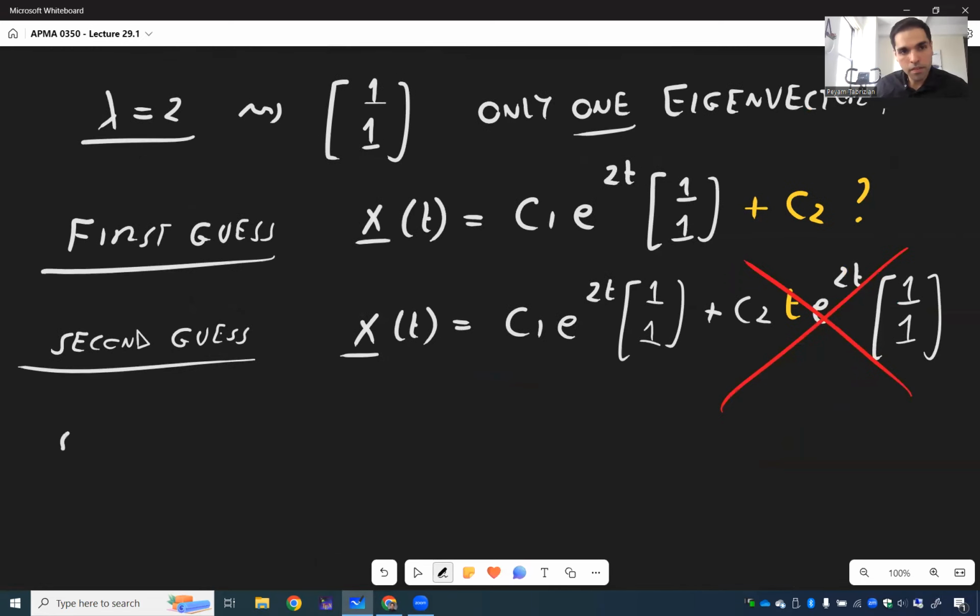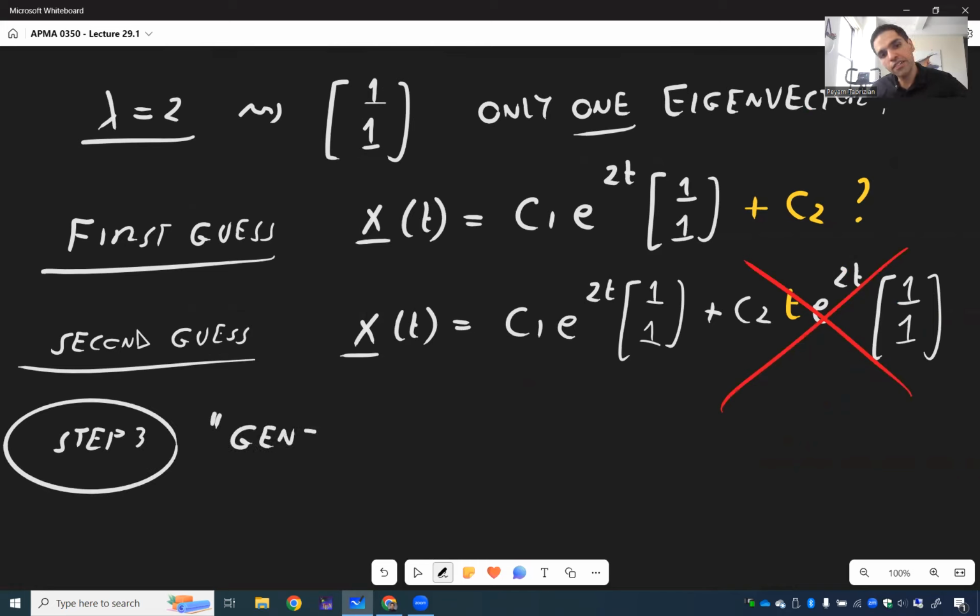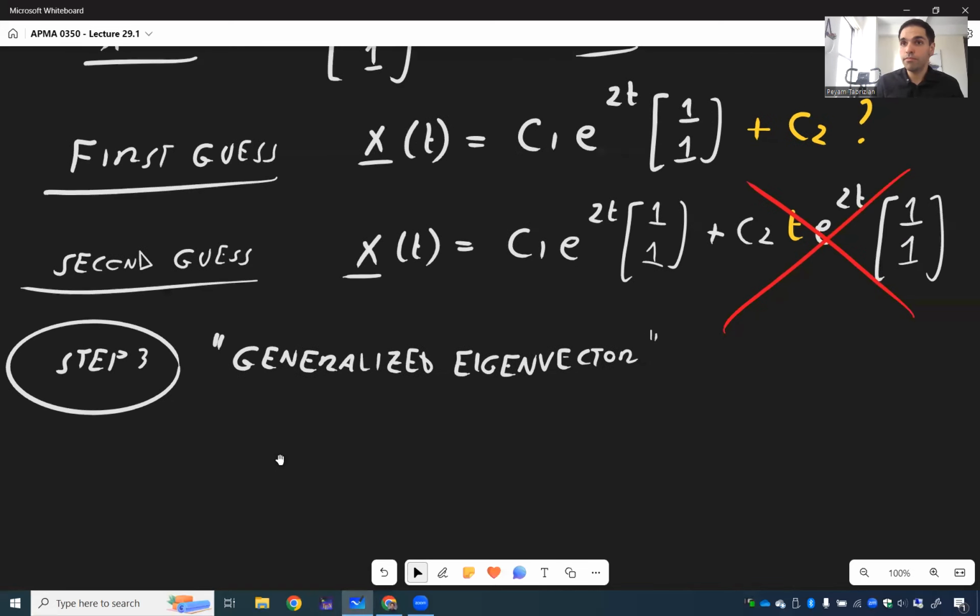So step 3: the generalized eigenvector. Which is kind of a good substitute for an eigenvector if there's not enough available. Think like instead of having fresh fruit, you buy frozen fruit. So instead of having an eigenvector, you have this generalized eigenvector. And I will explain in the next video why this works, but for now, let me just show you how it's done. So here's a trick.